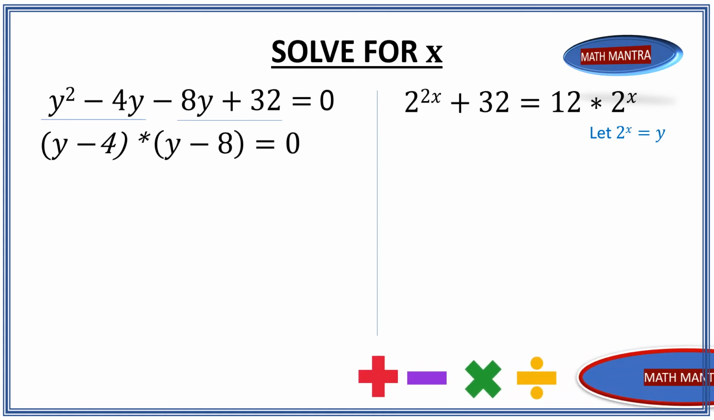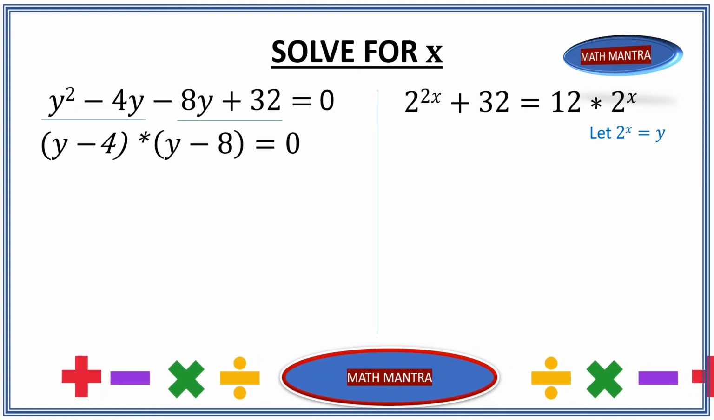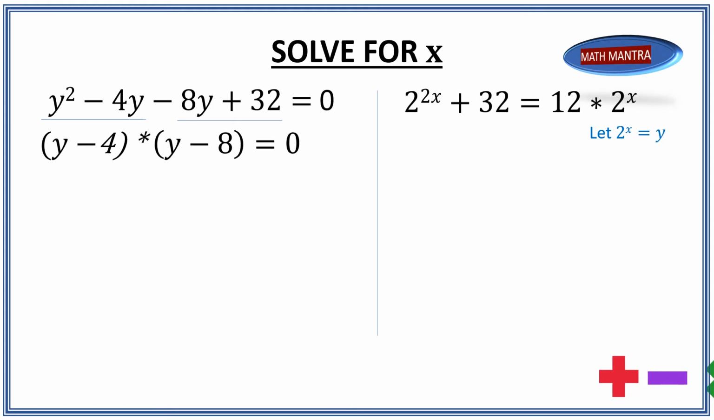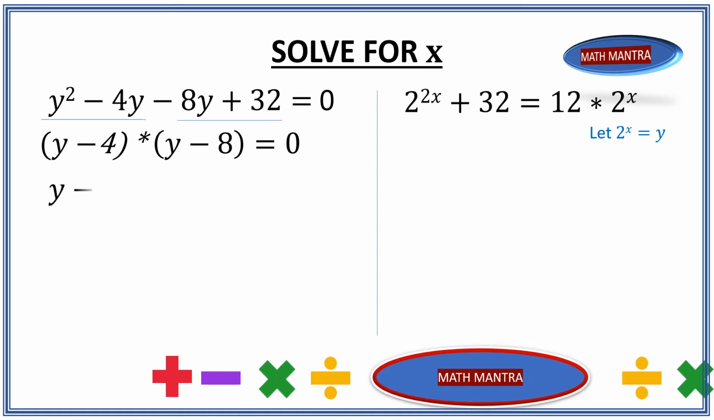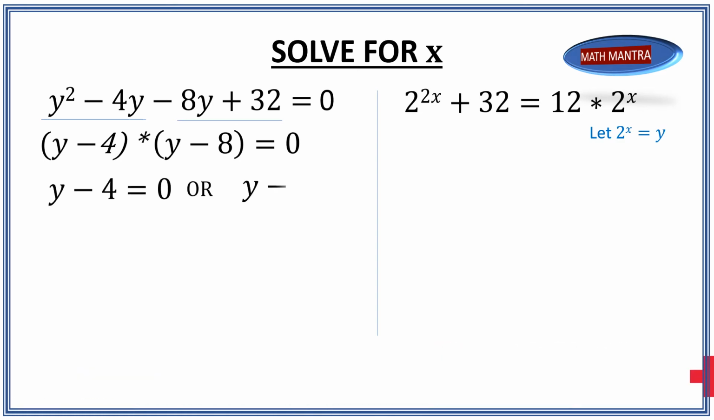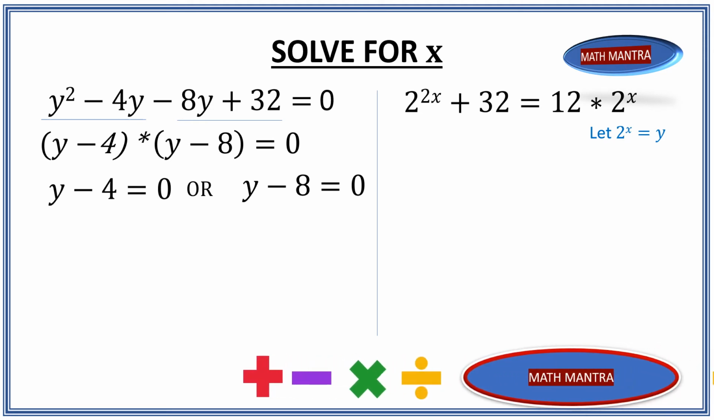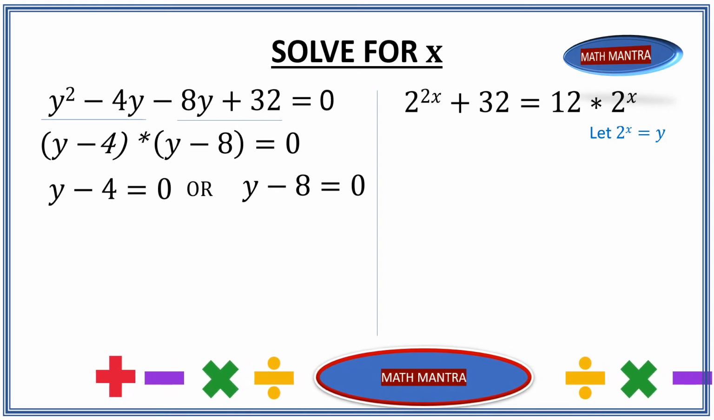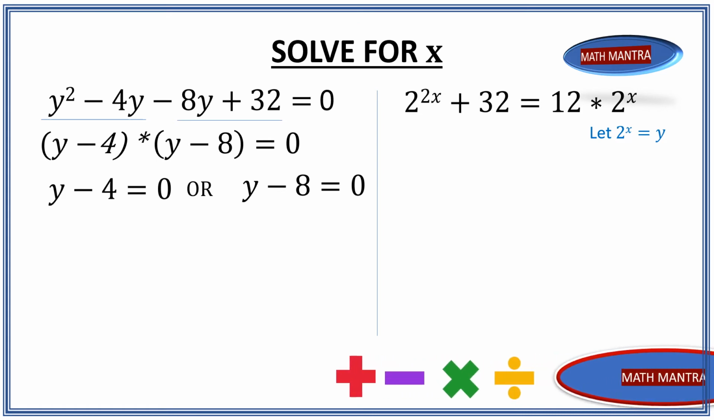Why? Because we are saying one term multiplied by the second term is equal to 0. So the only way that makes sense is one of the terms is 0. So y minus 4 has to be 0 or y minus 8 has to be 0. That's the only way that will solve it. Because in mathematics, if you multiply two numbers and you get 0, the only way you can do it is if at least one of those numbers has to be 0. So either y minus 4 is 0 or y minus 8 is 0.